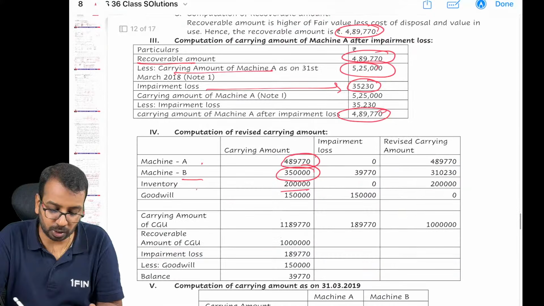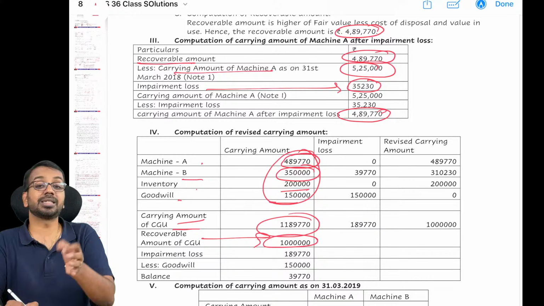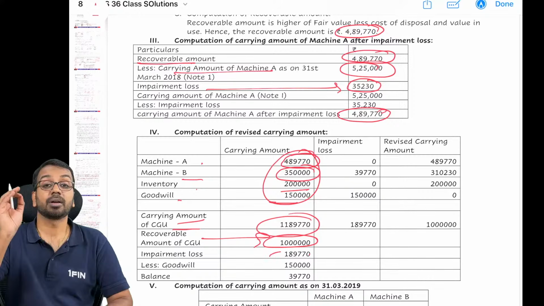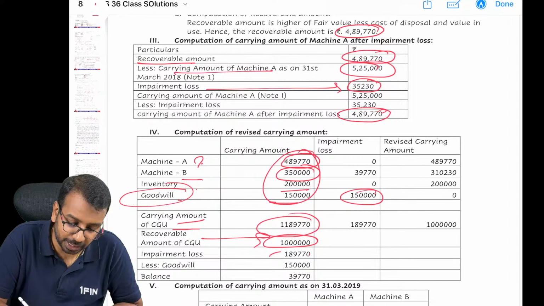Inventory 2 lakhs, goodwill 1,50,000. This is what is given. What is the carrying amount of CGU? So much. A recoverable amount is given to be 10 lakhs. Difference is impairment loss. Simple. What will we do with this impairment loss? First, write off goodwill. Then, don't do carrying amount of A and B.